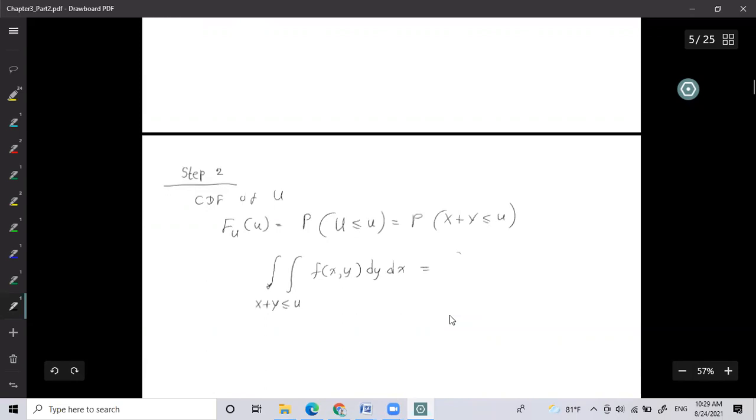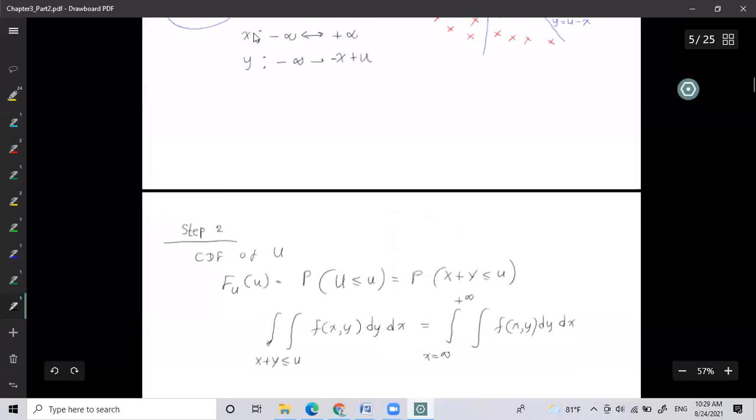But we found the limits for both x and y. So our outer limit is x. x will go from negative infinity up to plus infinity. Meanwhile, y will go from negative infinity up to negative x plus u. If you want, you can write u minus x. That's fine. So is this clear up to now? How you find the region and how you get the CDF? Now, this is the proof.